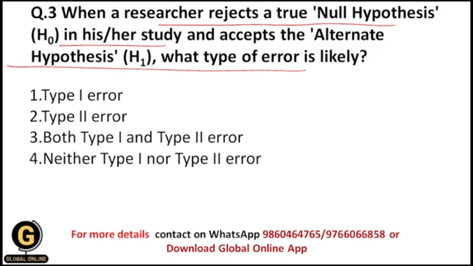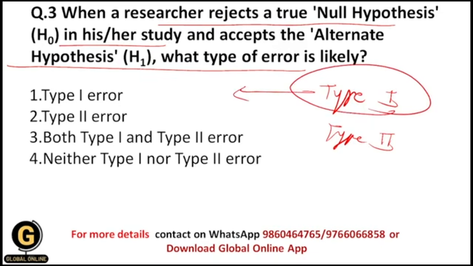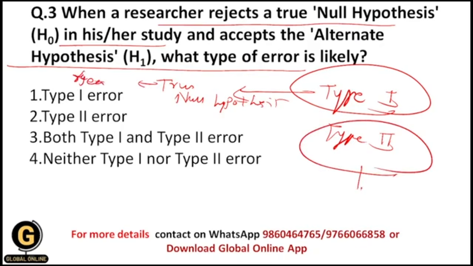Okay, whenever we test the null hypothesis in the research process, those types of errors are type 1 error and type 2 error. So basically students, type 1 error occurs when we reject the true null hypothesis. Whenever we reject the true null hypothesis, in that situation type 1 error occurs. And whenever type 2 error occurs, in that situation we are going to accept the false null hypothesis.